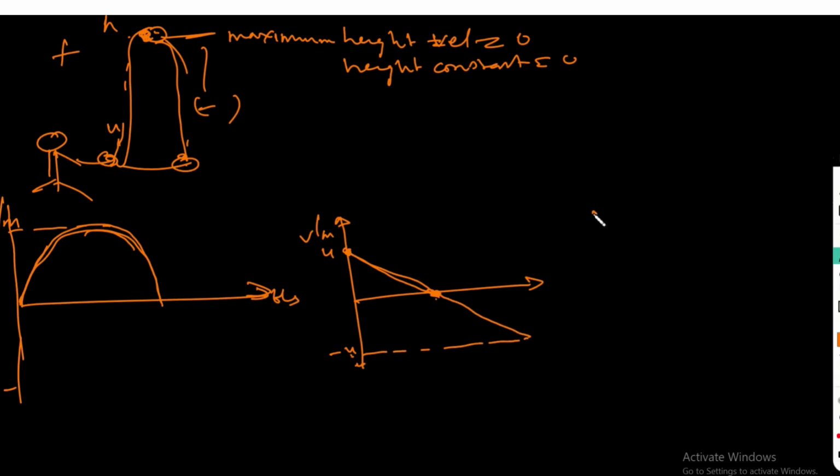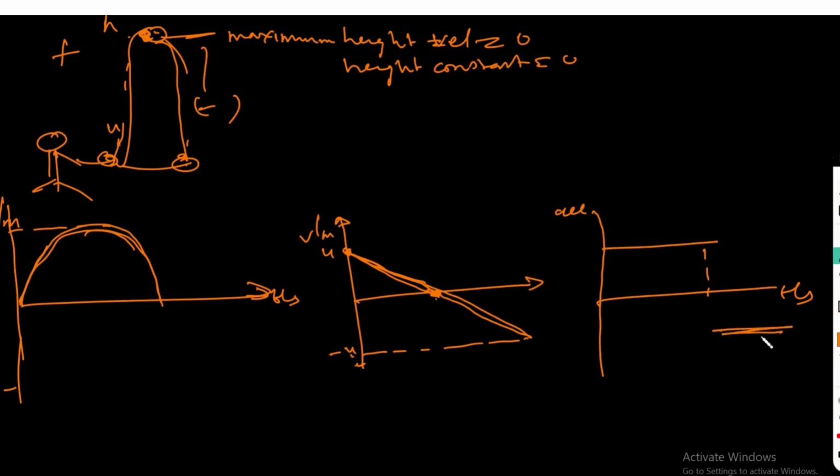Now if you want to look at the acceleration time graph, the gradient of the velocity graph will be uniform. On the positive side, the gradient will be like this. On the negative side, the gradient will be like that. Because it's constant, a uniform gradient means a constant acceleration. The acceleration is constant, like that.